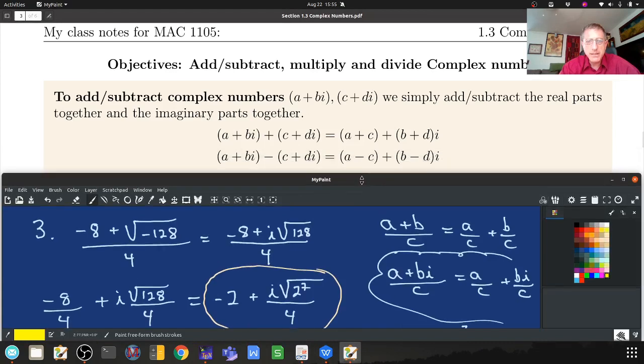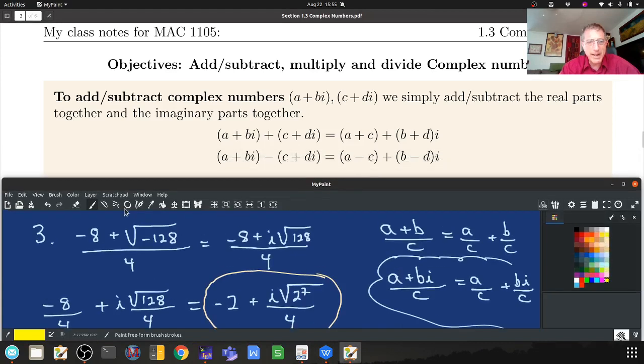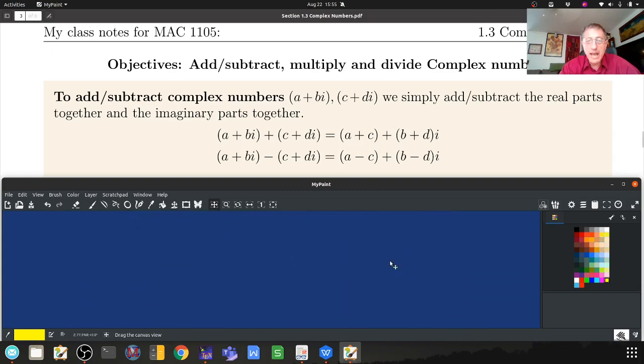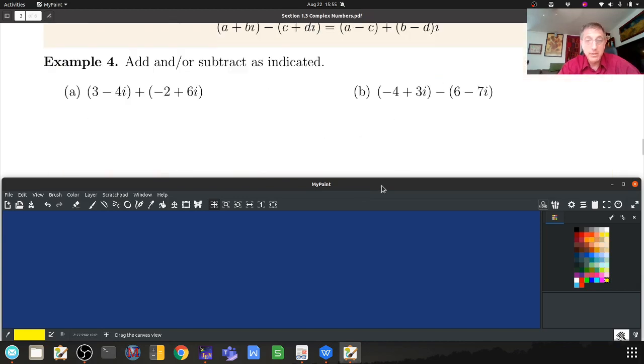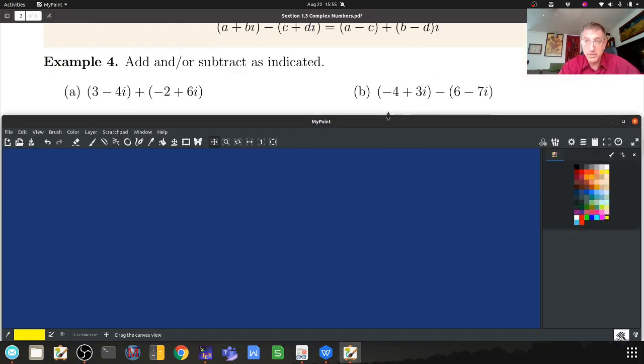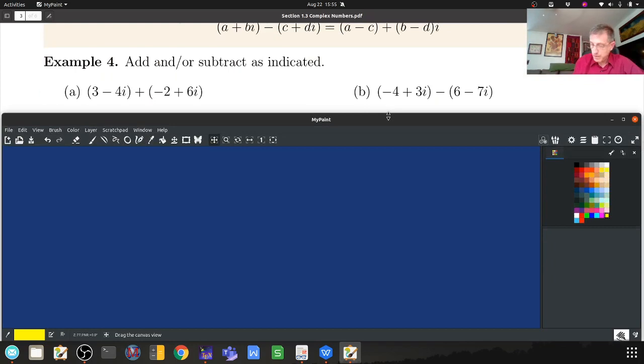So basically, when we add and subtract complex numbers, we just add the real parts and subtract the imaginary parts. That's all we do. We treat the i like it were a variable x, and we collect like terms and simplify. So adding and subtracting is not hard. Let's go ahead and do these two examples.